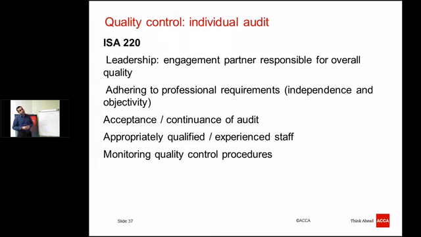Now, there could be other partners who are also involved. For example, there could be a tax partner or an IT partner or even another audit department partner engaged in the same audit. However, it is the engagement partner, or the person who is signing the audit report, who is given the overall charge and responsibility for making sure that the requirements of ISA 220 have been met. Adhering to professional requirements, including independence and objectivity.